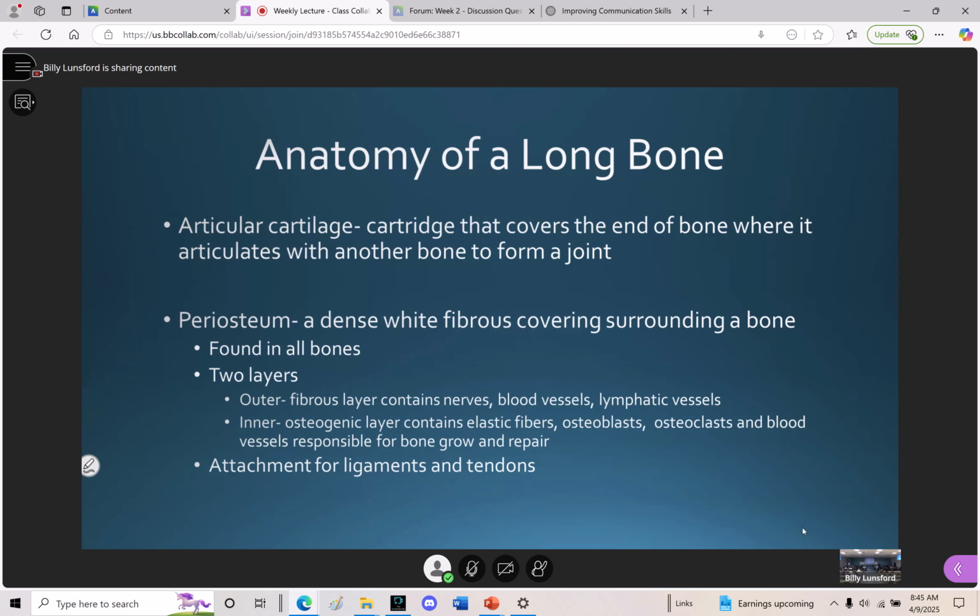There's this outer layer where we see lots of nerves, blood vessels, and lymphatic vessels. And then there's this inner layer, which is the osteogenic layer. The genesis, that means the beginning of something. It means pertaining to, right? Osteo means bone. So this is pertaining to the growth of new bone. Does that make sense? So the inner layer, we're okay with new bone being formed, right?